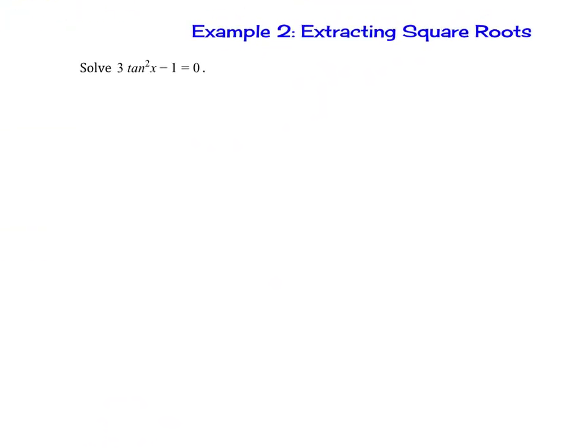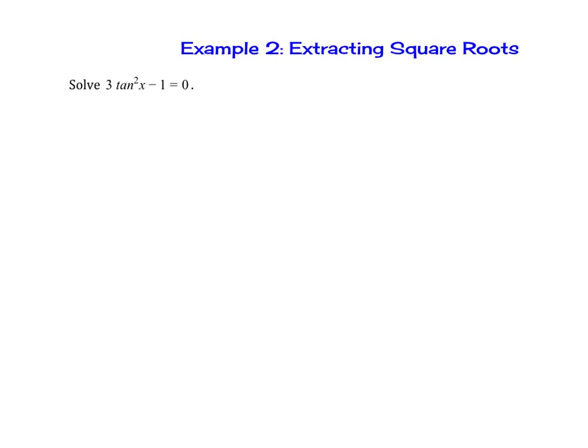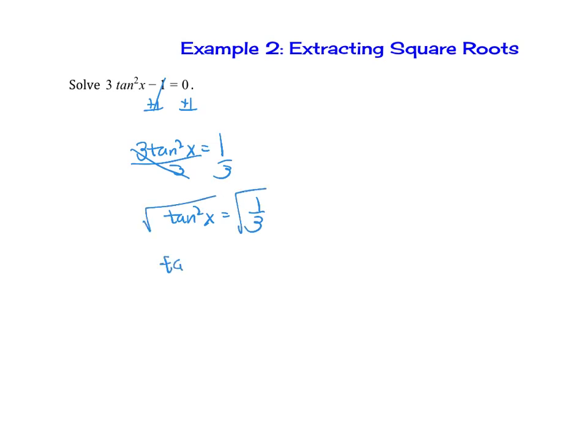Let's try this example, extracting a square root. So solve 3 tangent squared of x minus 1 equals 0. We're going to add 1 to both sides first. So we get 3 tangent squared of x equals 1. Divide by 3. So tangent squared of x equals 1/3. Then we take the square root of both sides. Remember, when I take the square root, I get a plus or minus. And then, of course, you have to rationalize the denominator. So the square root would be 1 over root 3, so it would be root 3 over 3, and we have the plus or minus.